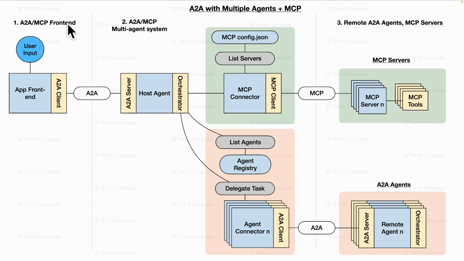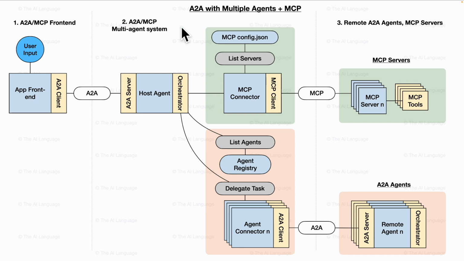Alright, so before we jump into the setup and the running of this agent and going through the code, let me go through the architecture and do a quick recap of how all this works. So A2A with multiple agents and MCP works based on three different layers. So first is the front end. And this is basically your app where your user types in the query. For now, we are using a command line interface or a command line app. This app basically uses an A2A client to connect through the A2A protocol to the second layer, and this is the multi-agent system that we have built that works with A2A and MCP both, right?